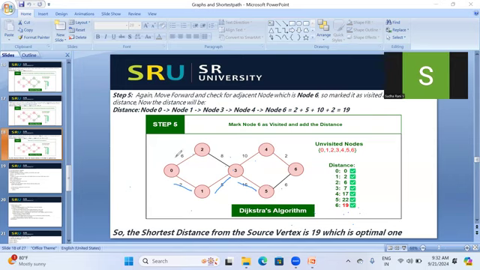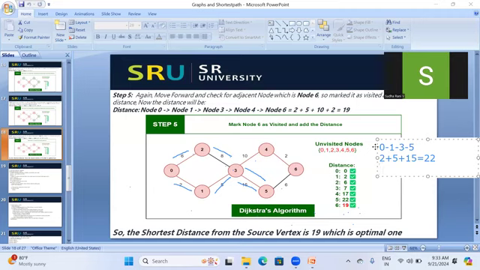The second possibility is 0 to 2, 2 to 3, and 3 to 5. These are the possibilities we have. Let us check what values we get. The first one is 0 to 1, 1 to 3, 3 to 5. The values are 0 to 1 is 2, plus 1 to 3 is 5, plus 3 to 5 is 15. We get the value 22 from path number 1.